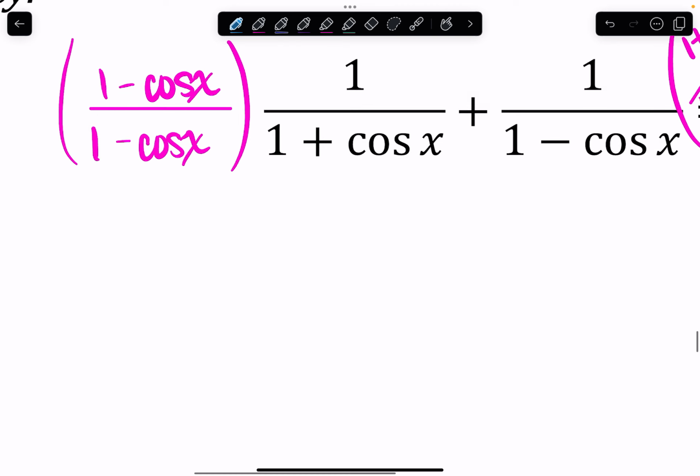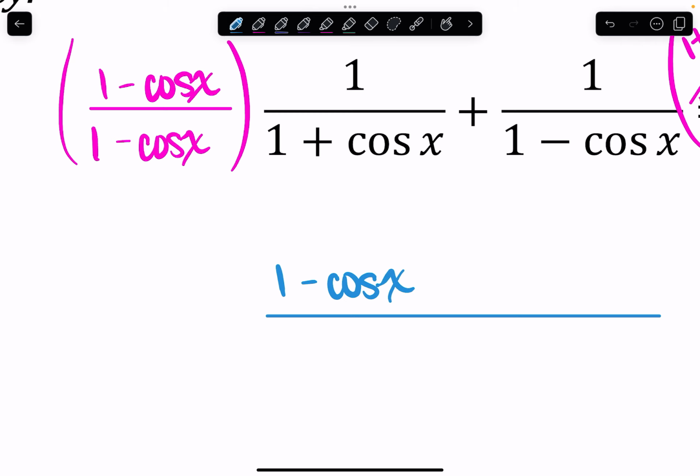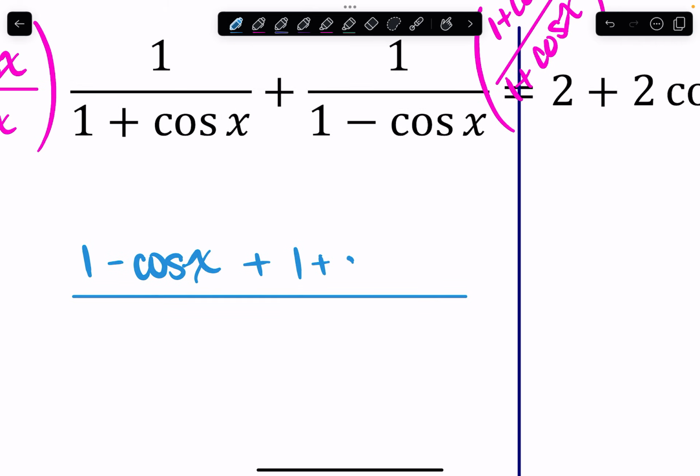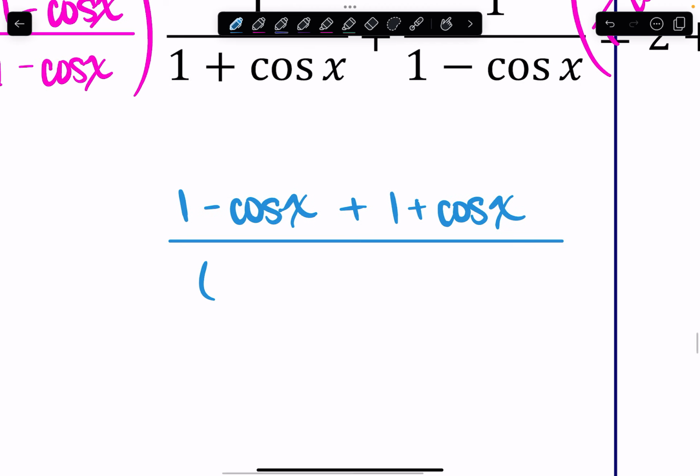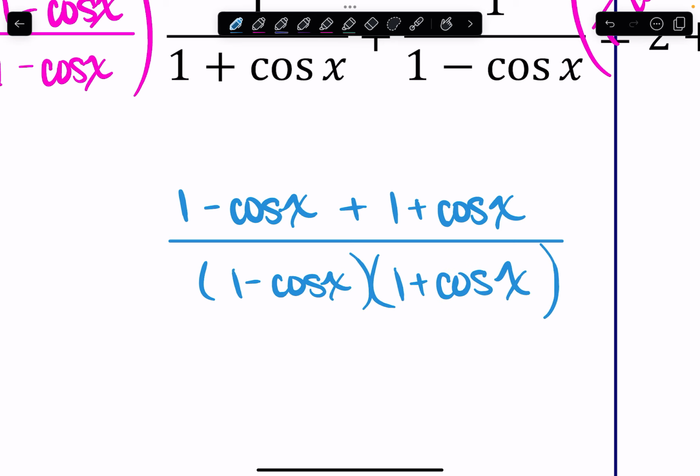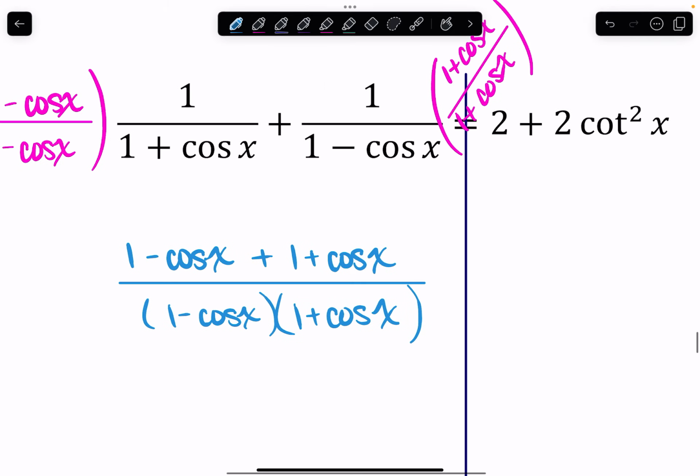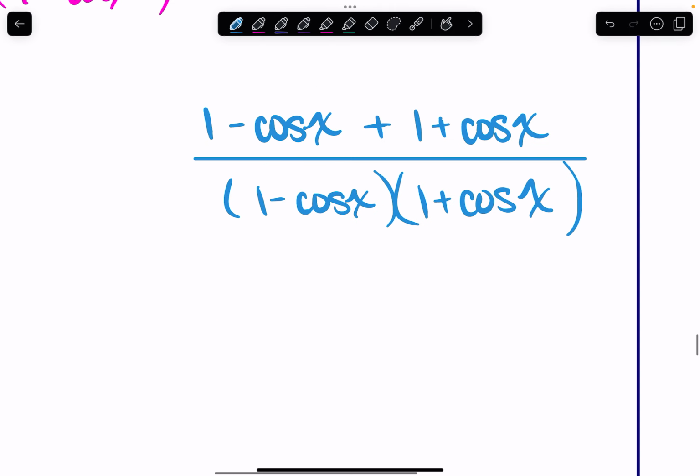All right, so that's going to give us a common denominator, so I'm going to go ahead and do my extra long division bar. I'm going to get 1 minus cosine x plus 1 plus cosine x. All right, denominator, 1 minus cosine x, 1 plus cosine x. All right, so if we look at this, our cosines drop, and we're left with 2. Okay, well, I notice there's 2's over there, so 2.